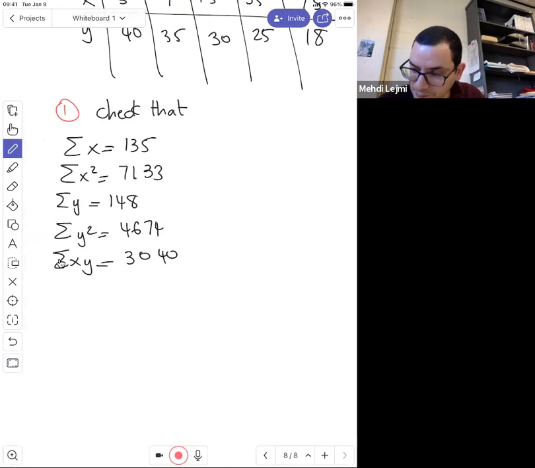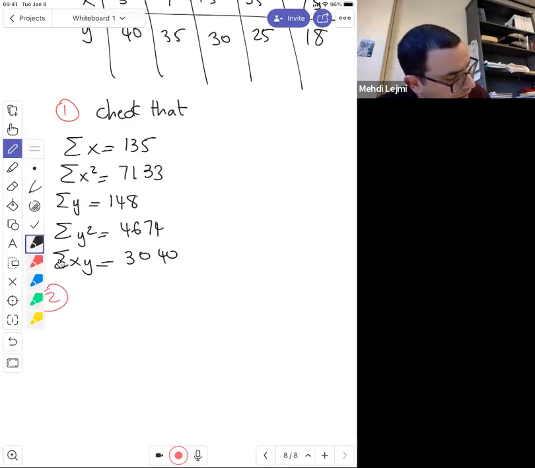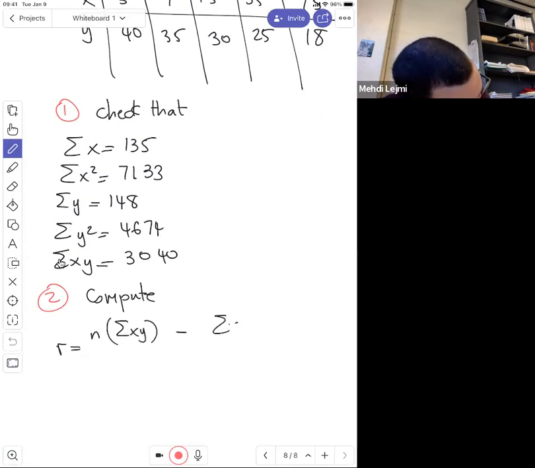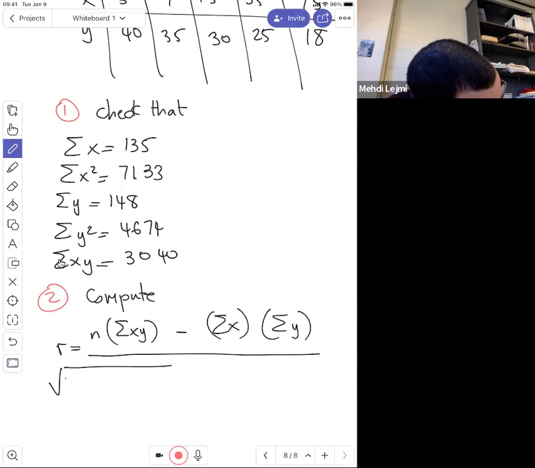So number 2, compute R. I'm gonna write down again the formula for R. It's n times the sum of x times y, minus the sum of the x's times the sum of the y's, over the square root of n times the sum of the x squared minus the sum of the x's squared, times n times the sum of the y squared minus the sum of the y's squared. So this is your R.